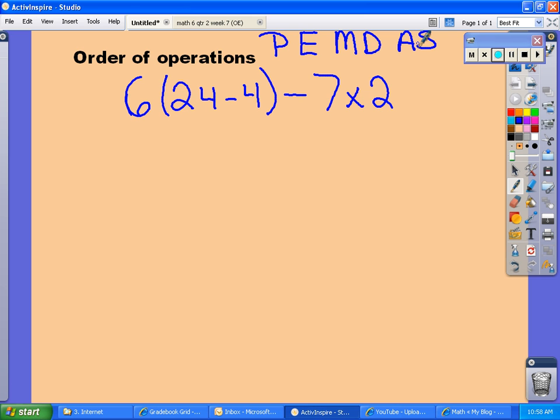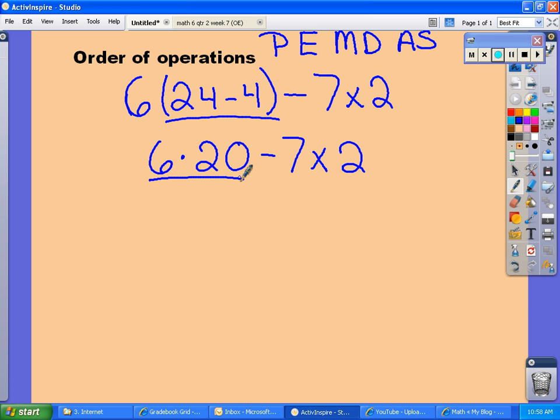So I do have something in parentheses right here. So 24 take away 4 is 20. So I'm going to rewrite this. 6 times 20 minus 7 times 2. Alright, I have two problems with multiplication. So I'll do them all in this step.